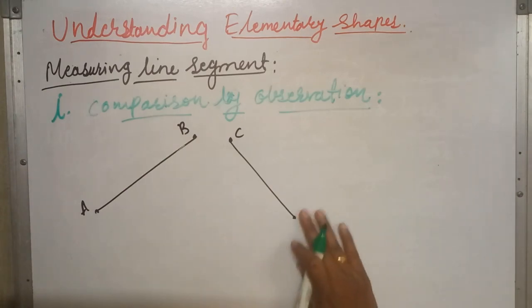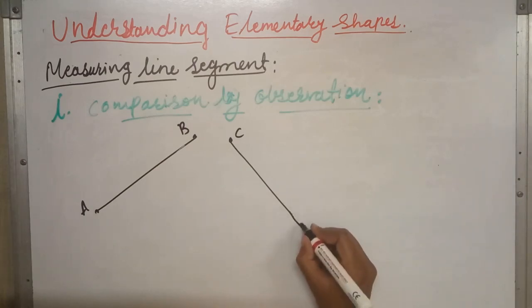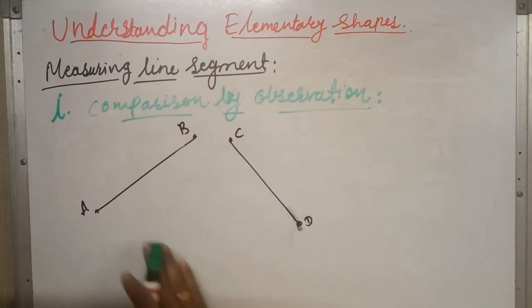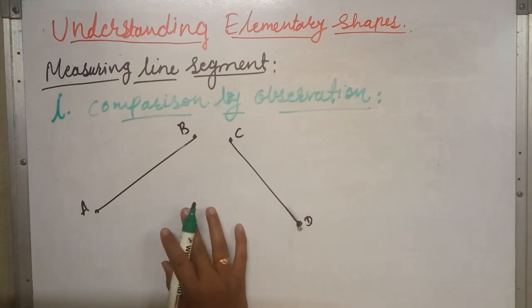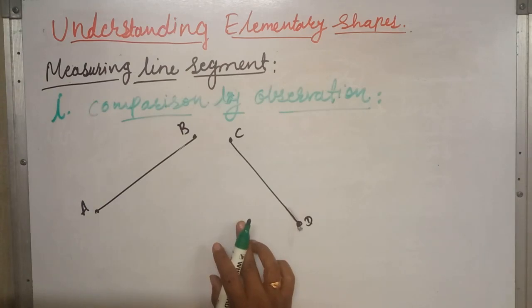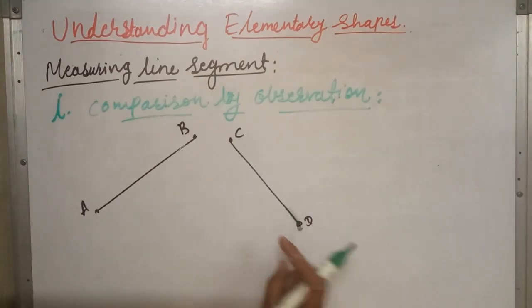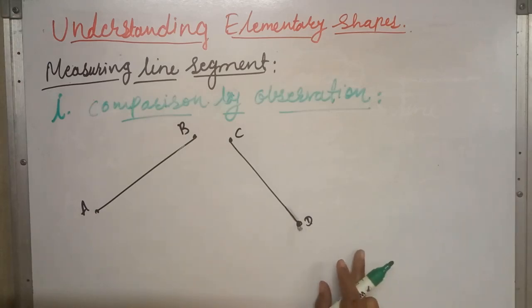Now just see here, if I increase this a little bit, this is CD. Now by just looking at this, can you judge whether these two are equal or not? The difference in length between these two may not be obvious, because AB and CD look the same, but there can be a little bit of difference. So another way of comparison is also necessary.